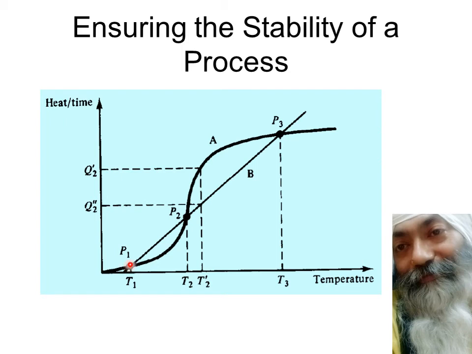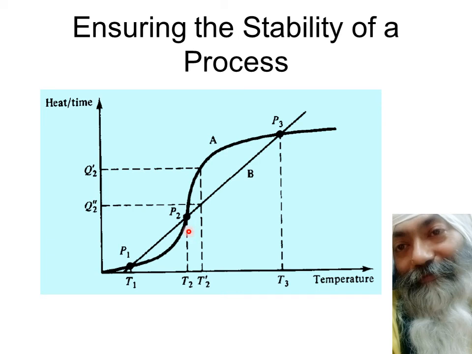So at T1 the system is in stable equilibrium. At T3 the system is in stable equilibrium, and at T2 the system is in unstable equilibrium, right? This is what you're going to see in the coming slides graphically. But before that, you may like to know that if it is stable at T1 or at T3, then we should operate the system at either T1 or T3.